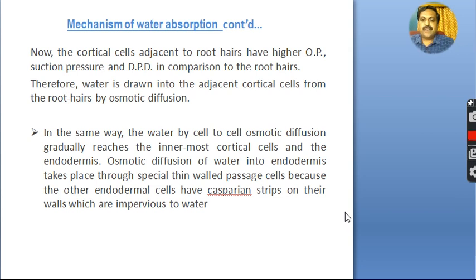In the same way, the water by cell to cell osmotic diffusion gradually reaches the innermost cortical cells, that is, the endodermis. Osmotic diffusion of water into the endodermis takes place through special thin-walled passage cells, because the other endodermal cells, as I said earlier, show the Casparian depositions on their walls, which makes them impermeable.